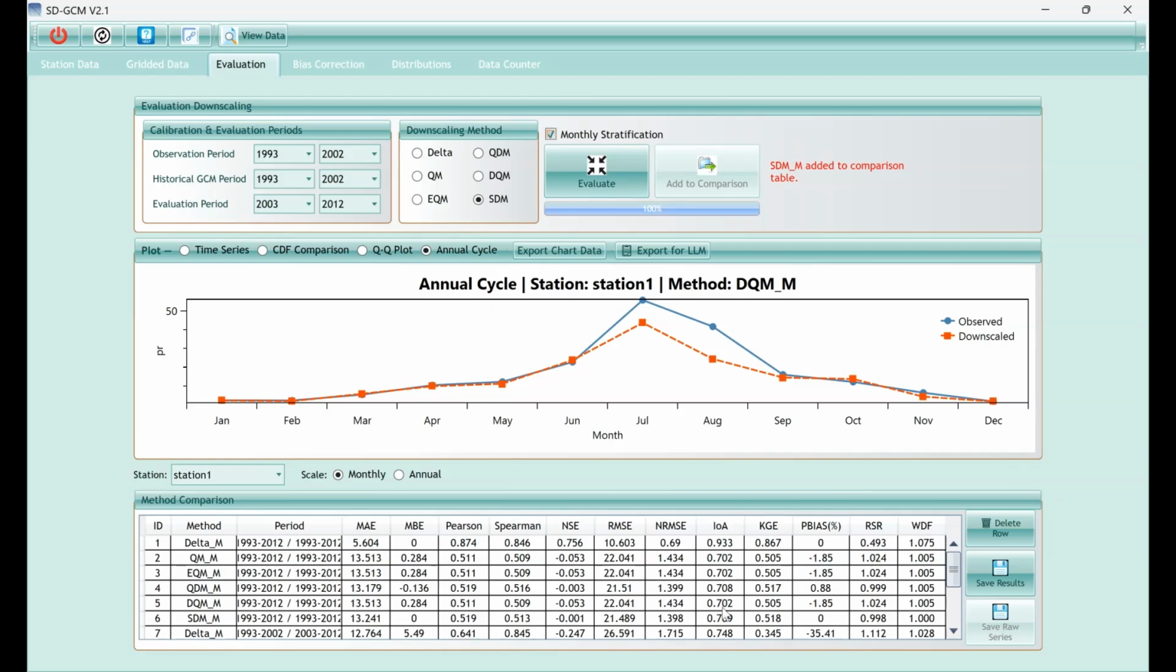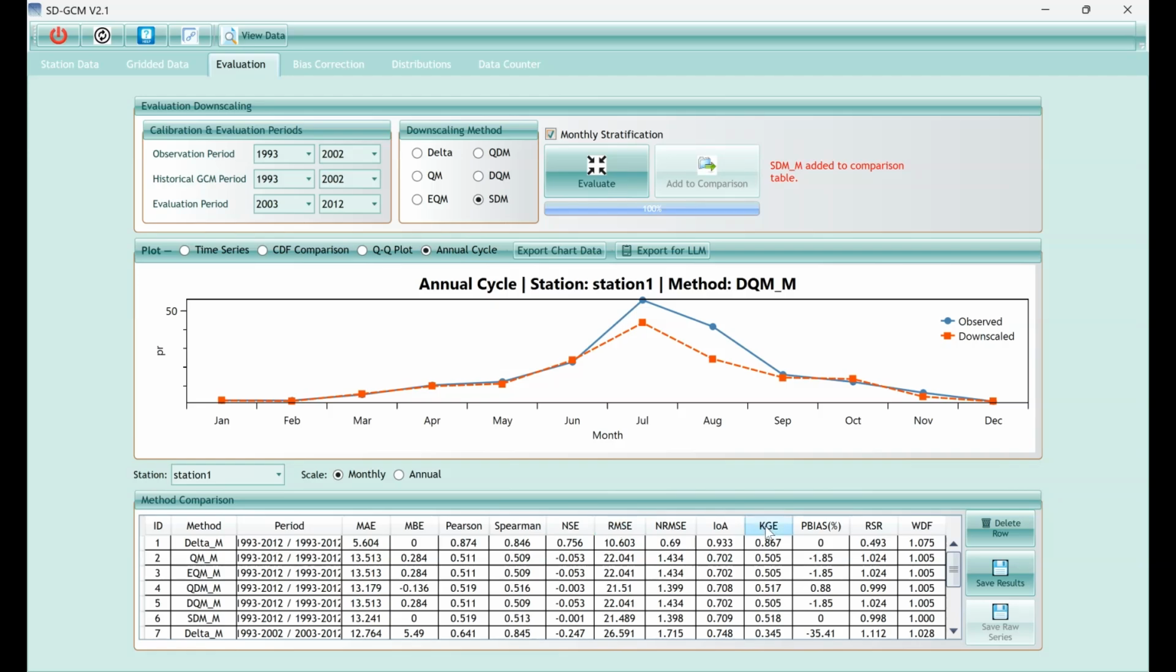As expected, the performance of all methods decreases because they're being tested on data that were not used during calibration. This is a more challenging and realistic evaluation. In this case, the Scaled Distribution Mapping, or SDM, method produced the highest Kling-Gupta efficiency, or KGE, and one of the highest indices of agreement. The QDM method also performed well, with the lowest RMSE among the evaluated methods and a balanced overall performance.